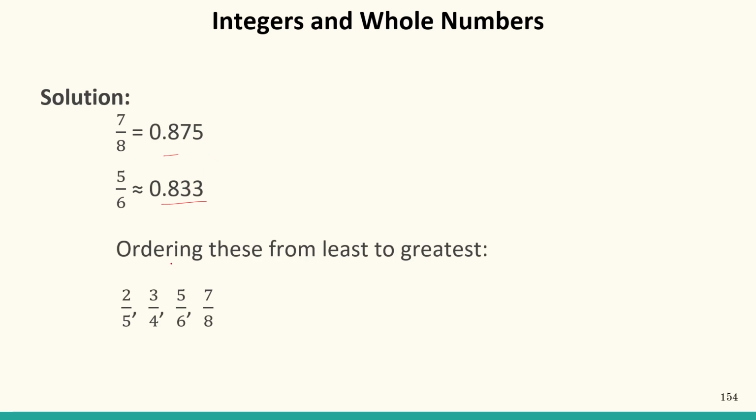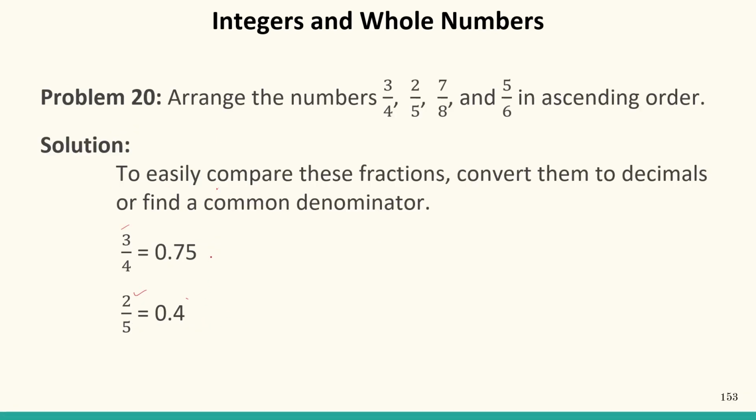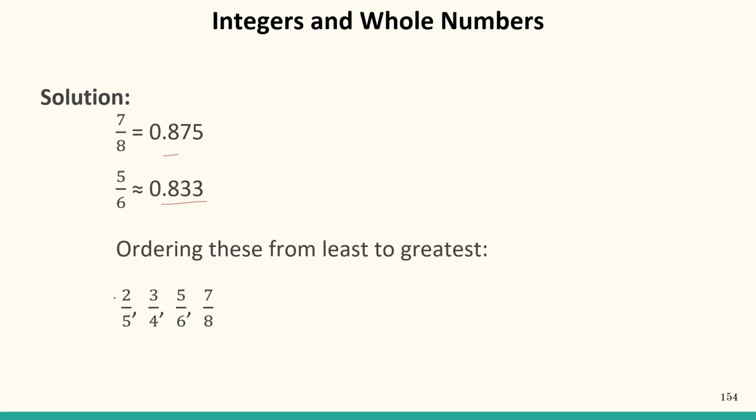So in ascending order, that is from the smallest one to the largest one, this will be the largest one. And this will be the second largest one. And this will be the third largest one. And this will be the first one. Okay. So 2/5, 3/4, 5/6 and 7/8 are the perfect ascending order for that sequence of numbers.